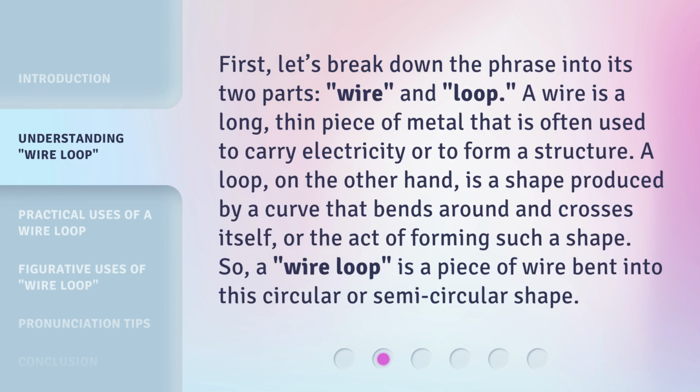First, let's break down the phrase into its two parts, wire and loop. A wire is a long, thin piece of metal that is often used to carry electricity or to form a structure. A loop, on the other hand, is a shape produced by a curve that bends around and crosses itself, or the act of forming such a shape. So, a wire loop is a piece of wire bent into this circular or semicircular shape.